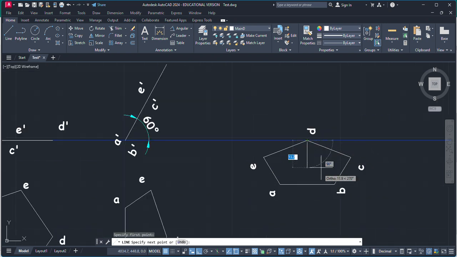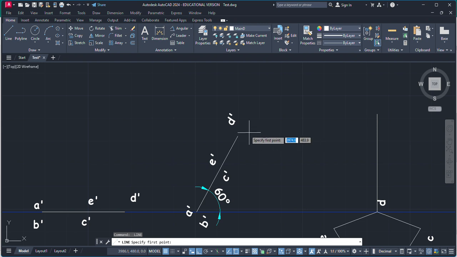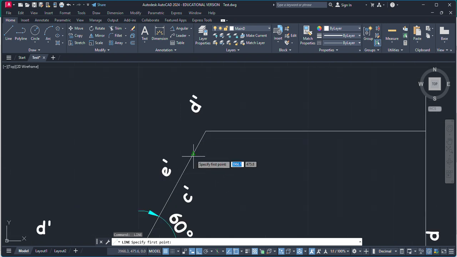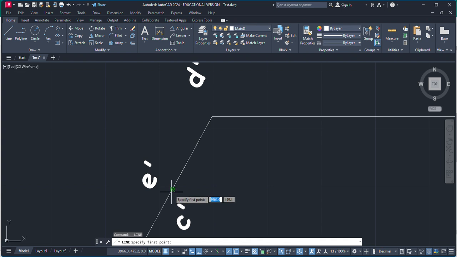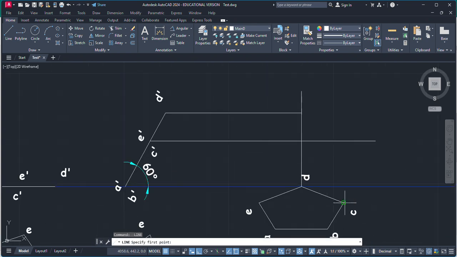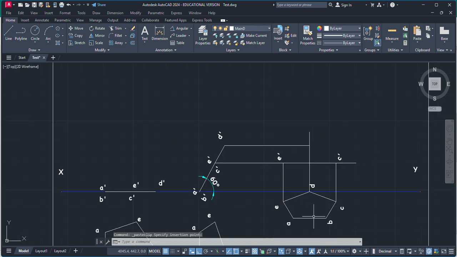So D is here and D dash is here. And this is our C and E. Now you have to trace out, this is our C dash, and this is going to be E dash. Now just copy these points, E dash and C dash. Now we need A and B.